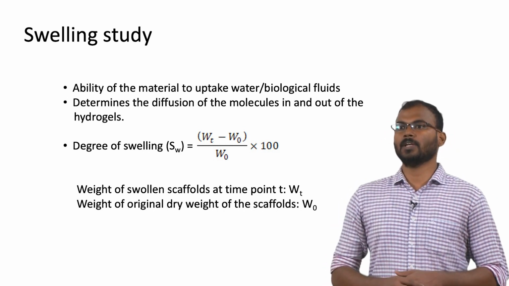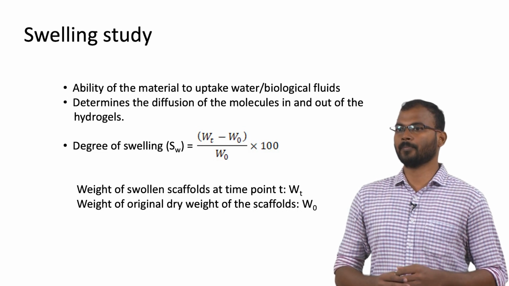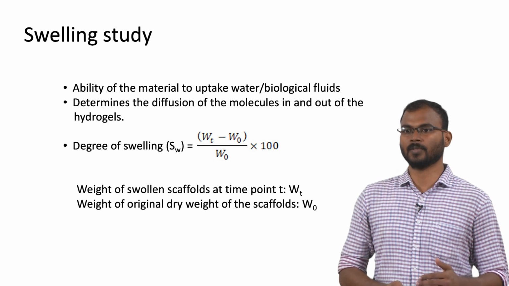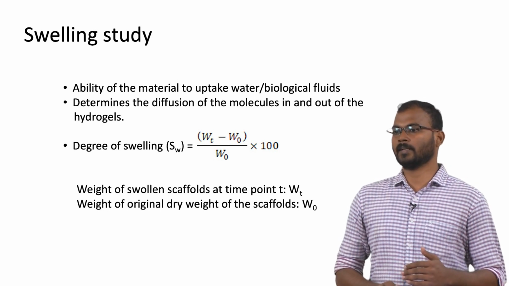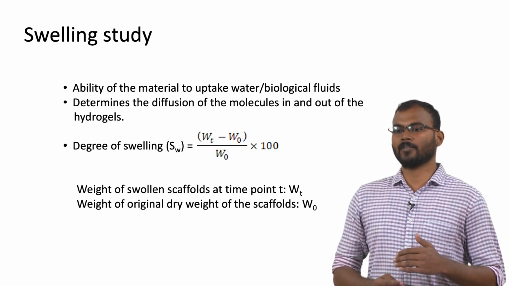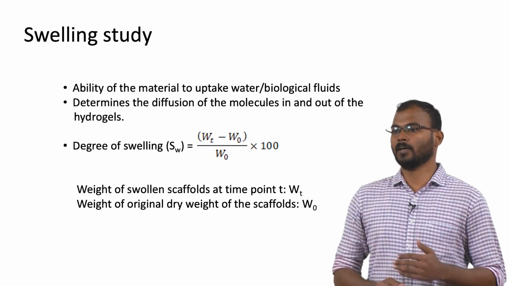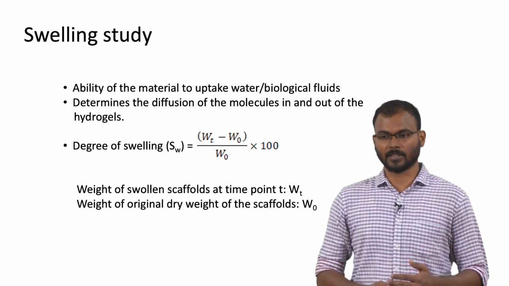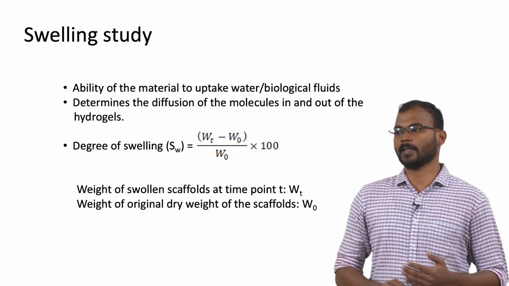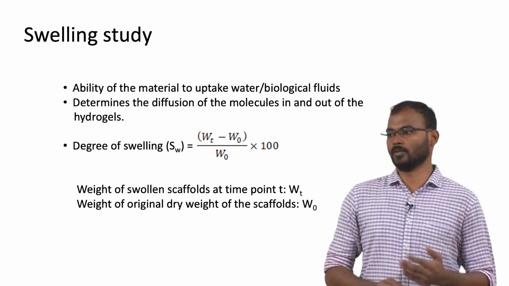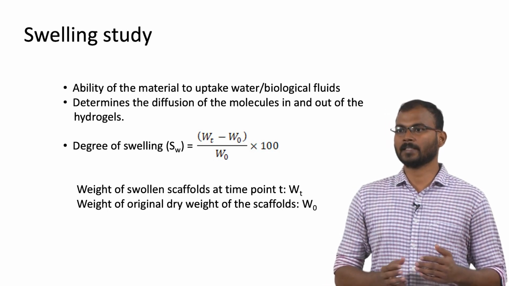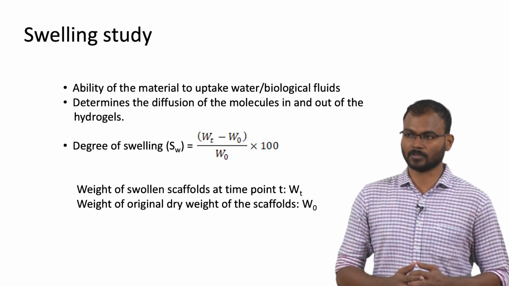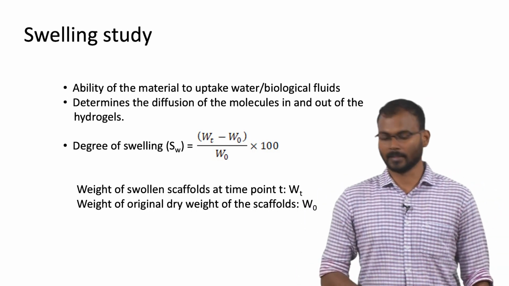So, usually for hydrogels, application-wise, you can use this degree of swelling to understand the rate of drug release. If it is an uncross-linked polymer hydrogel, the swelling would be faster, and if it is a cross-linked hydrogel, the swelling would be slower. So, to understand the kinetics of the release profile, you can study this swelling.